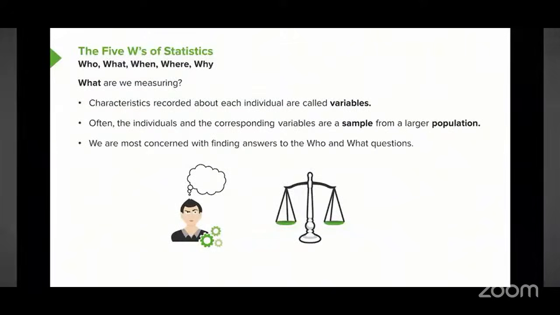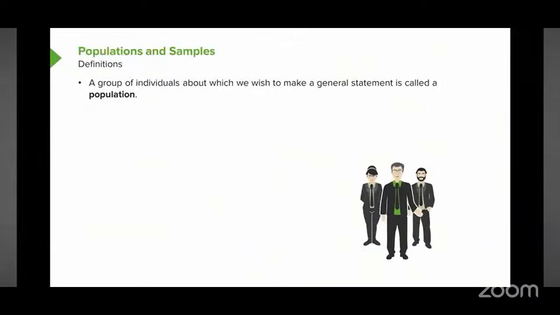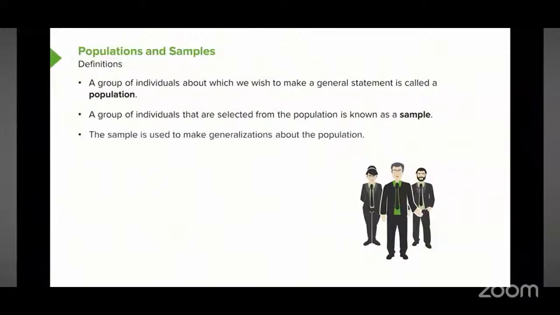So let's look at populations and samples. We mentioned them briefly during the what section. A group of individuals about which we want to make a general statement is known as a population. But in order to do that, it's typically impractical to look at the whole population, so we take a small group. And a group of individuals that are selected from the population is known as a sample. The sample is then used to make generalizations about the population.